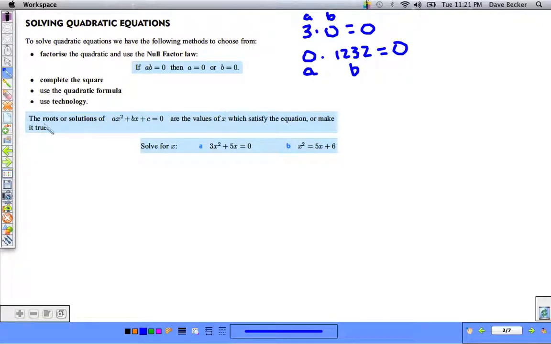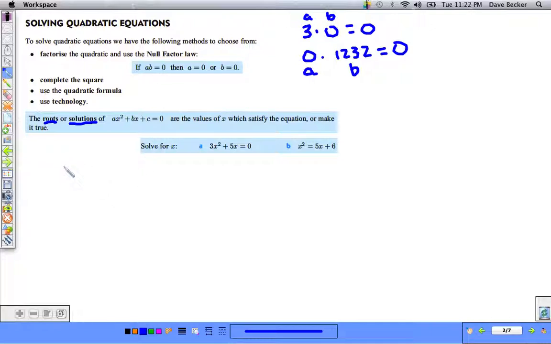This is important: the roots, or the solutions, used interchangeably, of a quadratic are any values of x which satisfy the equation or make it true. Well, what would make this true? What would make this true is if I replace x with something that, after I did the arithmetic, results in a value of 0, or being equal to 0.